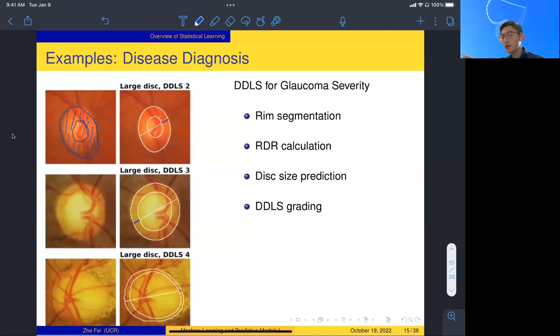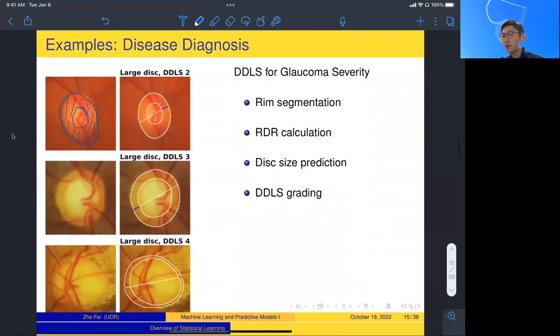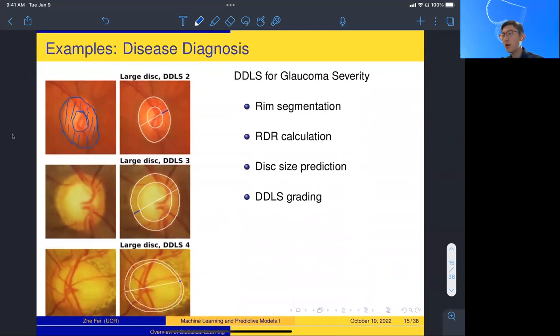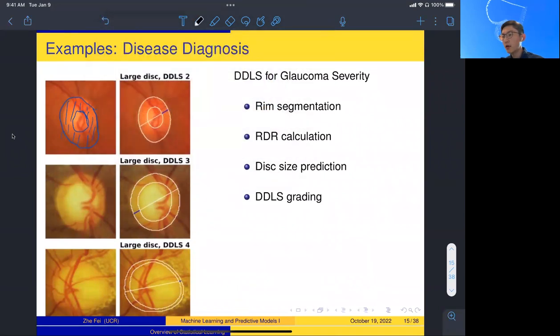After this image segmentation, if we remember from the DDLS definition, the DDLS definition needs to calculate the rim to disc ratio, which is indicated on the right hand side. So that is the ratio between this segment here versus the whole white line. Basically, it's the ratio of the shorter segment divided by the longer segment. That's what we call the rim to disc ratio.